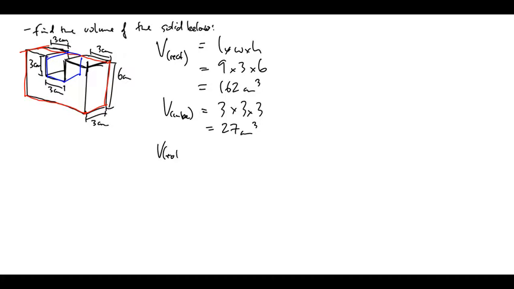Volume total: I've said it's going to be a subtraction. It's going to be 162 minus 27 equals 135. So the actual shape drawn is going to have a volume of 135 cubic centimeters.